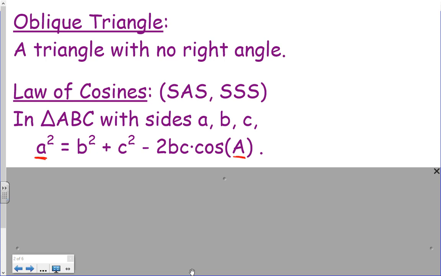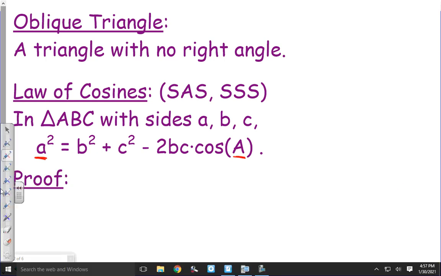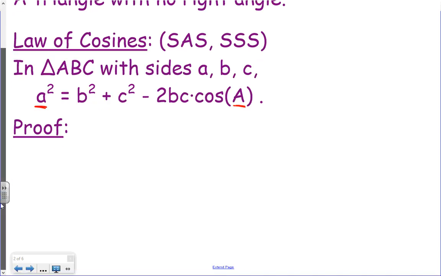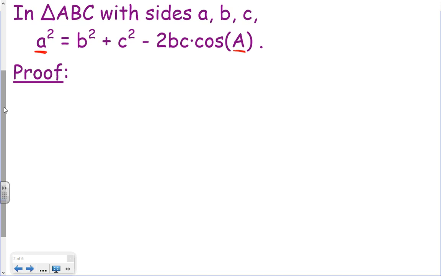All right, let's take a look at the proof of where this law of cosines comes from. To show where this comes from, we're going to use the distance formula. To use the distance formula, we're going to have to plot some points in the coordinate plane. So here's how we're going to do that.